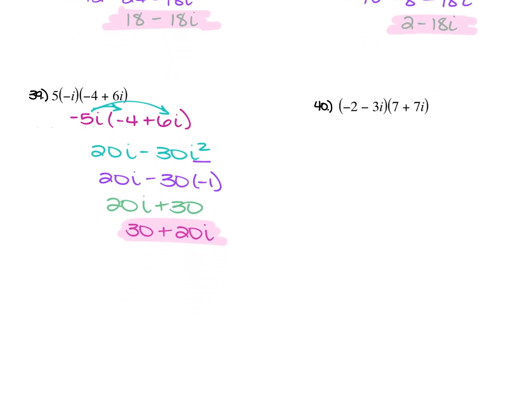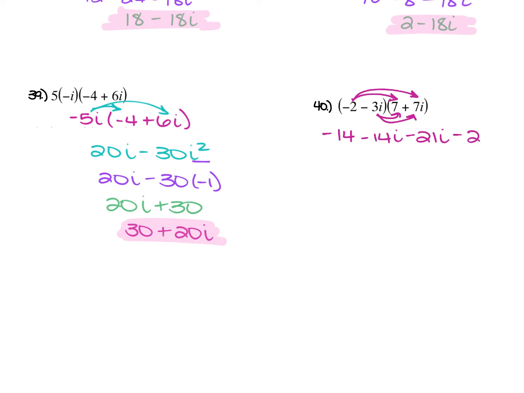For 40, you have negative 2 minus 3i times 7 plus 7i. The negative 2 times the 7 is negative 14. Negative 2 times 7i is negative 14i. Negative 3i times 7 is negative 21i. And negative 3i times 7i is negative 21i squared.